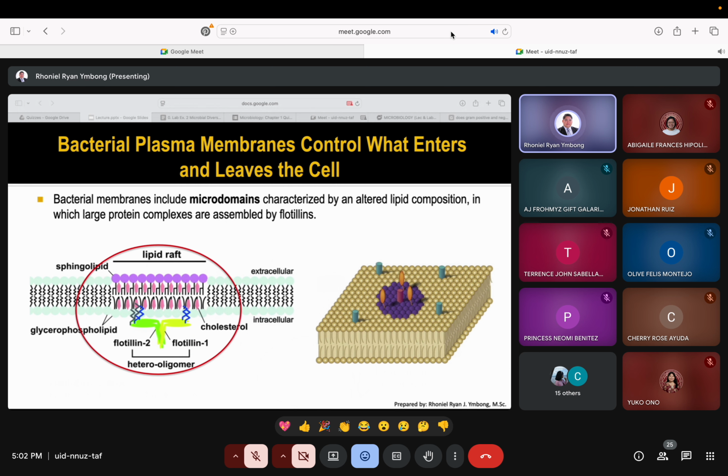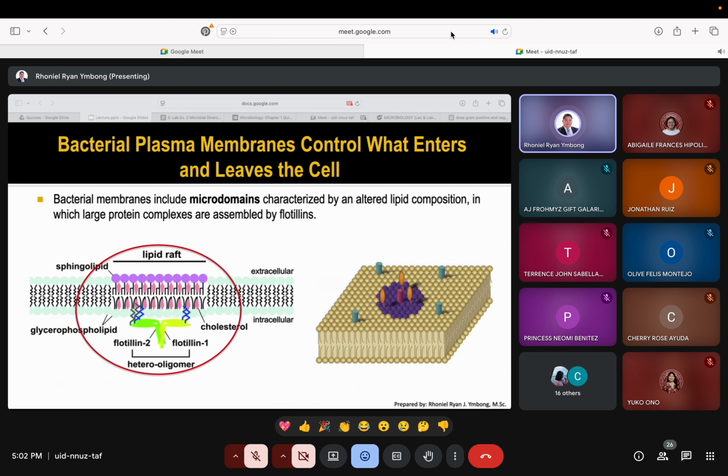bilayer. Okay. Now, in our bacterial cell, there is what you call a microdomain, which is an aggregation of several highly complex proteins so that they can move certain molecules from the environment going in, or they can also function as receptors for environmental stimuli for your bacterial cells to react. So it has something to do with their characteristic of irritability.